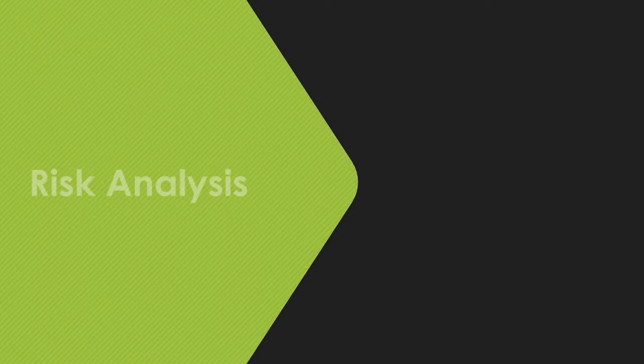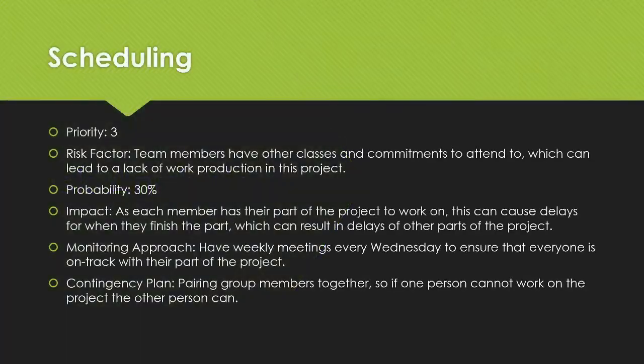Moving on, we're going to talk about the risk analysis that we had along this project. The first risk that we identified was scheduling. We made this a medium priority risk. The main risk factor being that team members have other classes and commitments to attend to, which can lead to a lack of work production in this project.